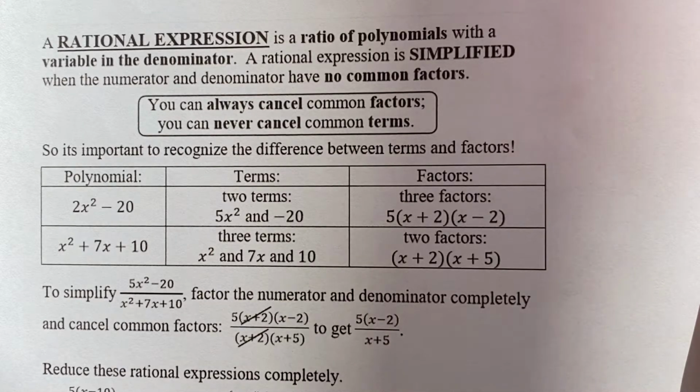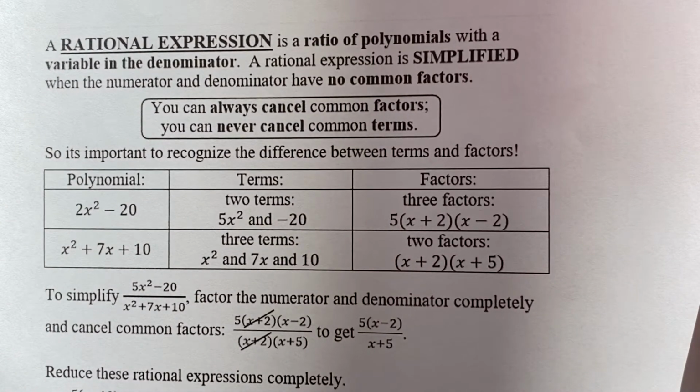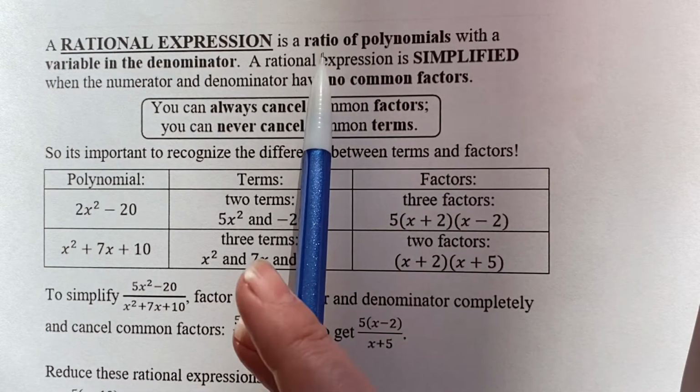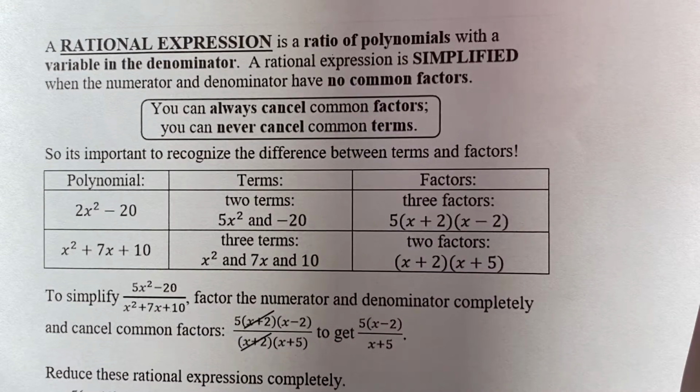This is our first note sheet we're going to do. We're starting our new unit over rational expressions. So first of all, what is a rational expression? It's going to be a ratio, like a fraction. It's going to be made up of two polynomials, okay?